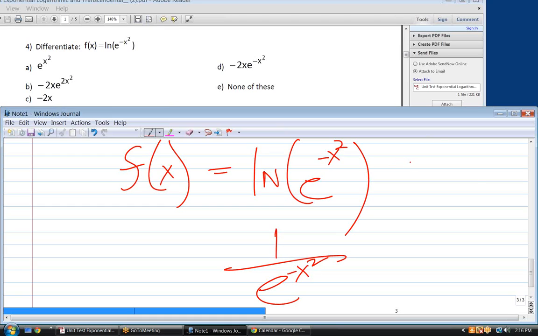Alright, let's go through the way we're going to do this. Whenever you get confused about the chain rule, which is easy to do when you have multiple chains, let's define u. I'm going to let u equal e to the minus x squared, which means I'm taking the natural log of u, which gives me 1 over u. But then I have to multiply it by du dx. And what is du dx here? It's e to the minus x squared times the derivative of that inside, which is negative 2x.